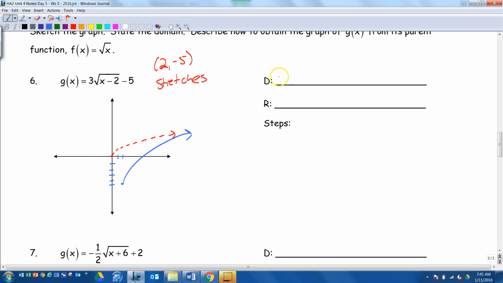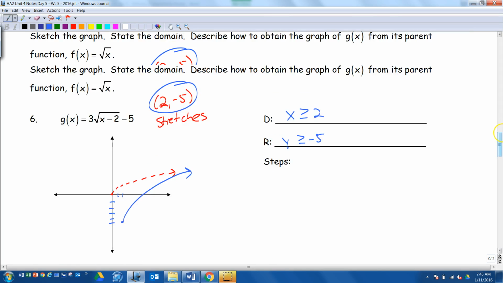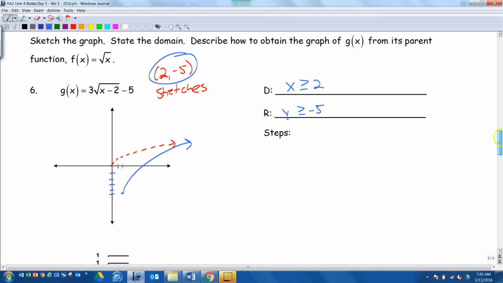The domain is that x is greater than or equal to 2. The range looks like it's greater than or equal to, it starts at negative 5. So these tell you where it starts, and then just look at which direction it's going, because sometimes it flips. And then when you do steps and how it's transforming, you always do the flip first, or the stretch. In this case, we're going to say it's stretched vertically by a factor of 3.